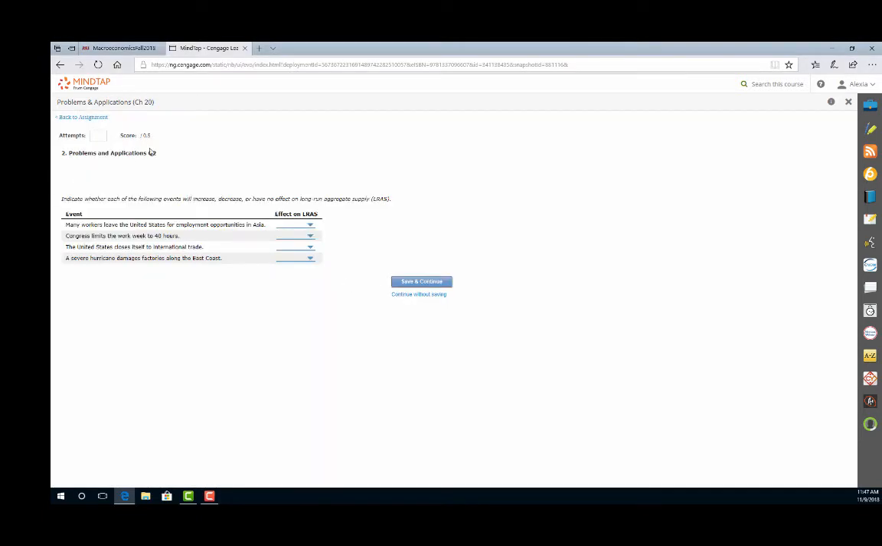All right, so question number 2 is asking which of the following events will increase, decrease, or have no effect on the long-run aggregate supply curve. So what you want to think about here is basically what's going to impact our long-run output production level. So if you look at all of these, I'm just going to tell you right now, every single one of these things could impact the long-run aggregate supply. I'll pick out this one. Congress limits the work week to 40 hours.